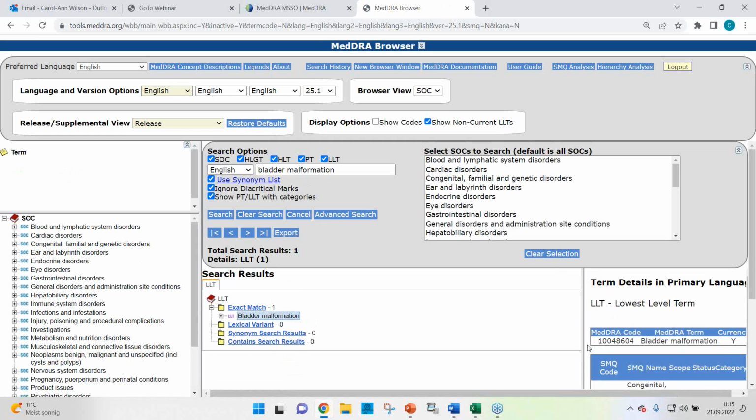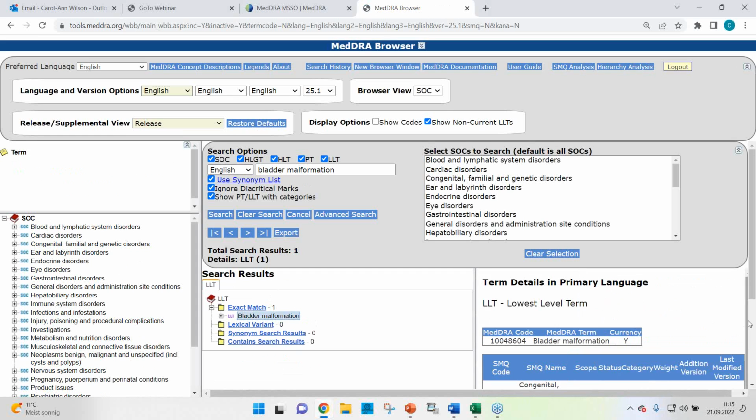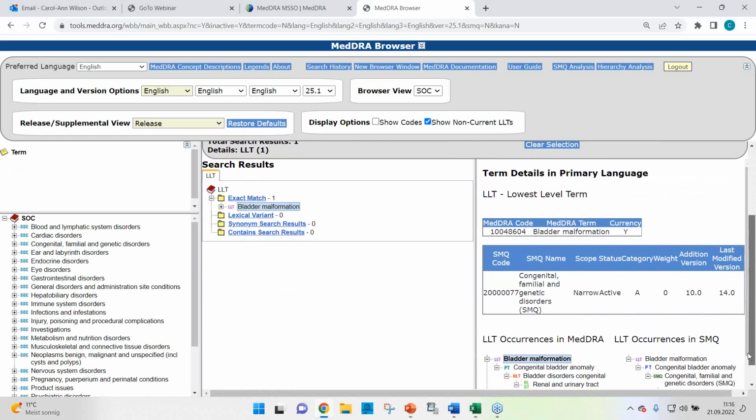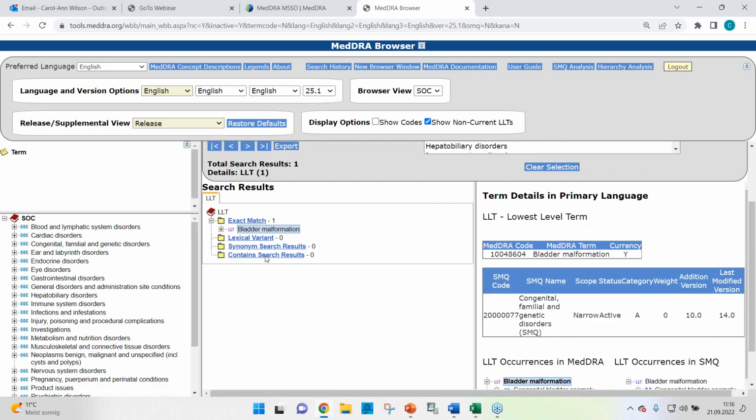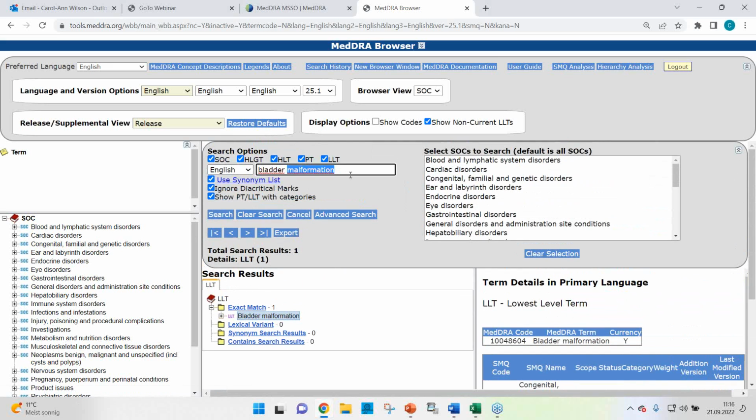If you click on this, you see the hierarchy here in the term details window. You see that this is considered a congenital, familial and genetic disorder. It's considered a congenital bladder anomaly. So the malformation terms are interpreted as congenital conditions in MedDRA. Malformation would be incorrect, and bladder instability was another option. It's always important to check the hierarchy.